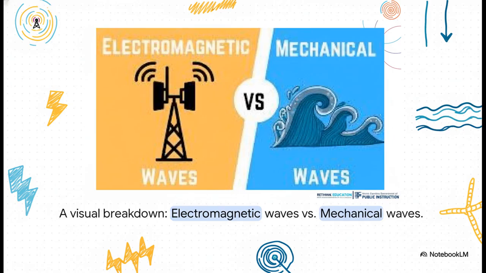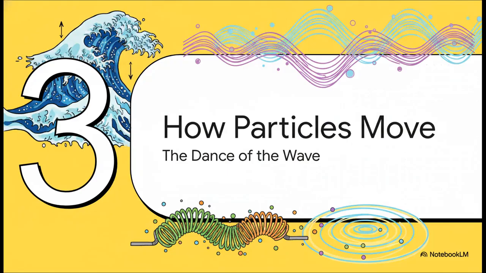They're a bit needy. They require a medium to travel. And on the other side, you have the electromagnetic waves, which are totally self-sufficient. This is the first fundamental way to classify any wave you come across. But whether or not a wave needs a medium isn't the only way to sort them.